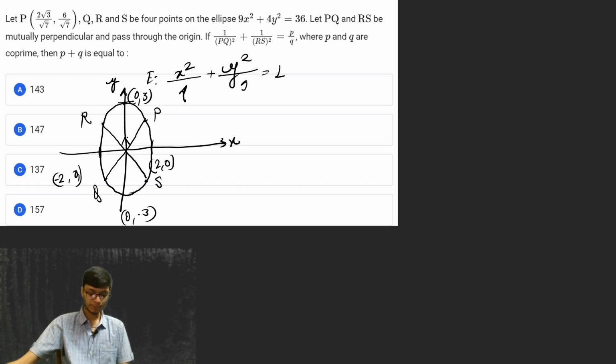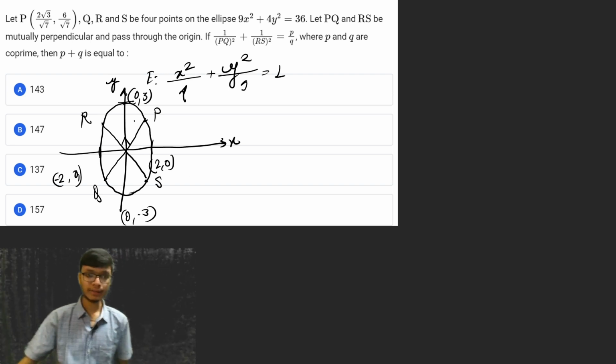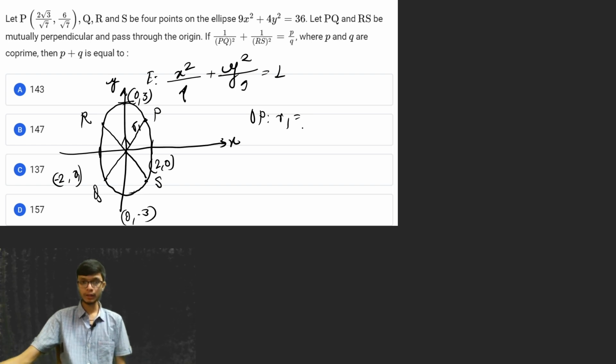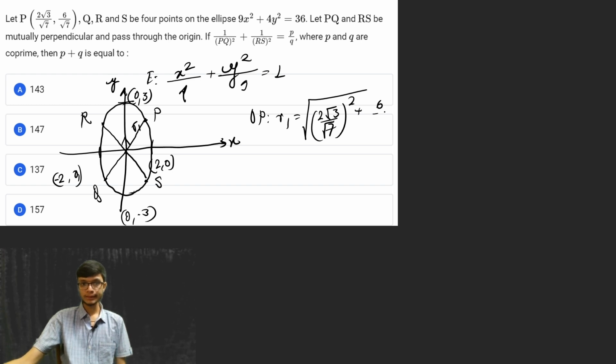What I can write is this radial distance, the distance from the origin. Let me write that as r1. So I will first represent the distance OP as r1, which is equal to the square root of 2 root 3 by root 7 whole square plus 6 by root 7 whole square.